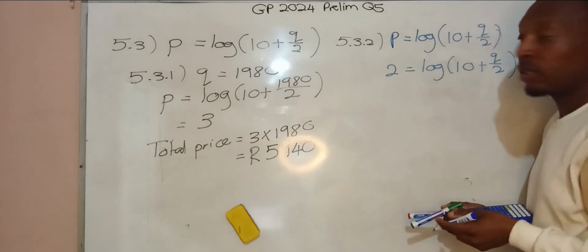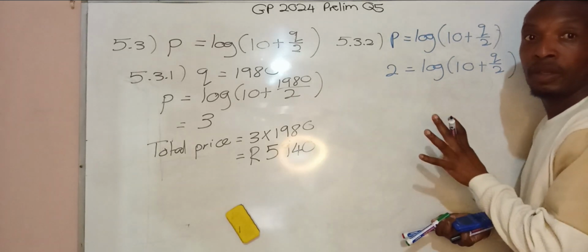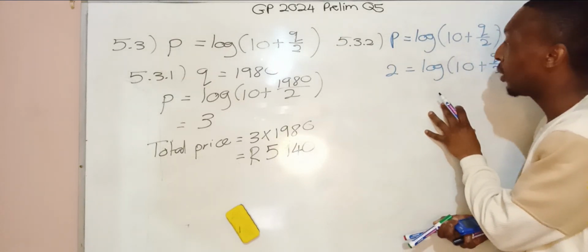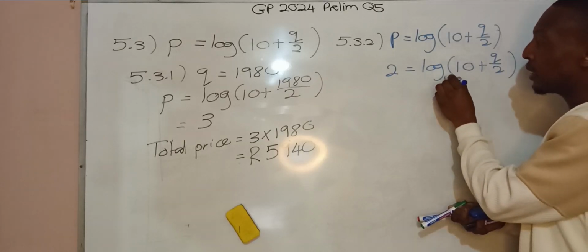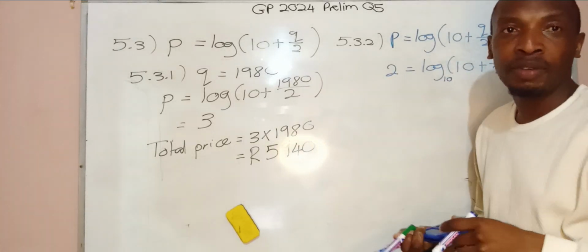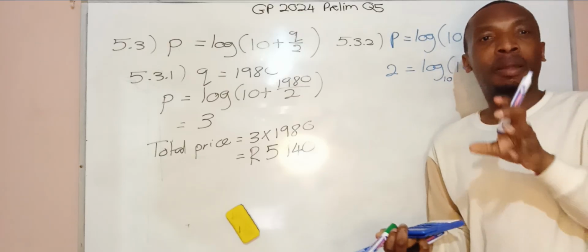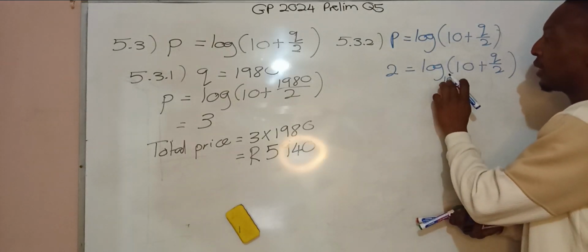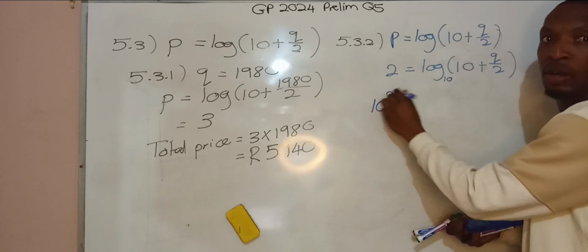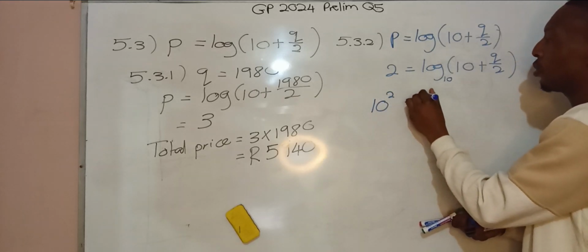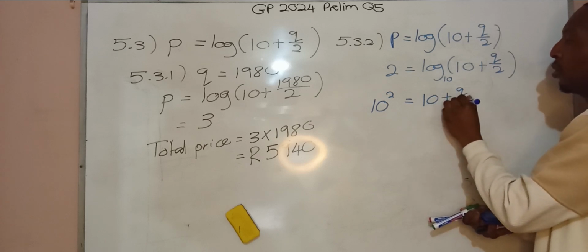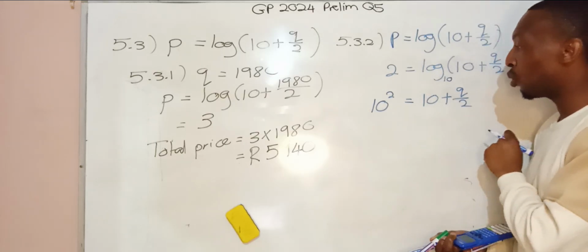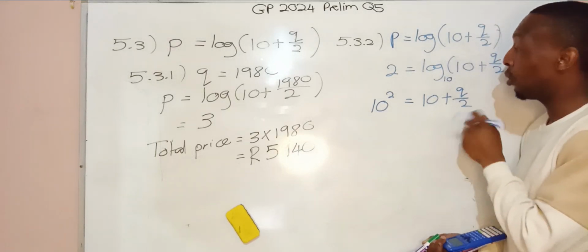So what's the first thing we do? Remember your log laws. We need to write this in exponential form. There's an invisible 10 here. If I say log of anything, log 5, log 10, the base is always 10. So in exponential form, this means that 10 to the power of 2 is equal to 10 plus Q over 2. If you've forgotten your log laws, please go and revise your log laws. Now this is very easy.